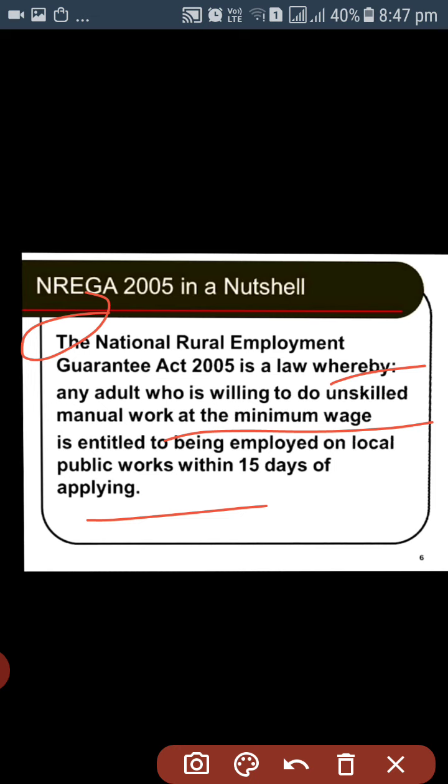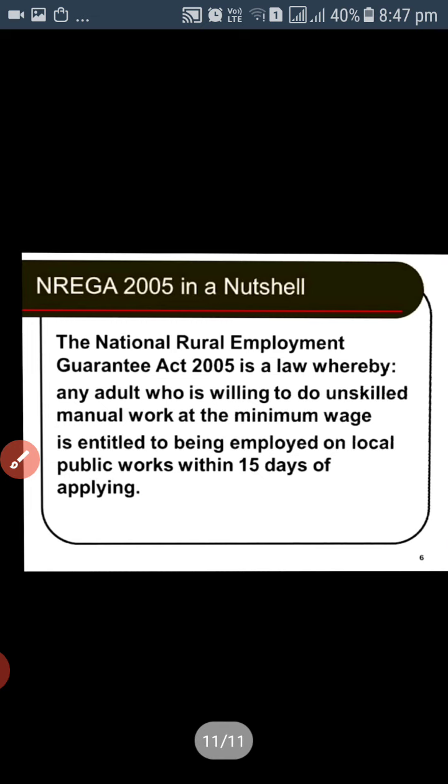The country is also growing: the government is providing employment on one side, and on the other side development of the country is there. So this is the basic feature of NREGA. You must study about it.